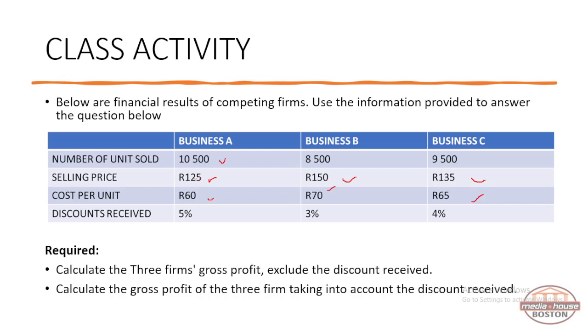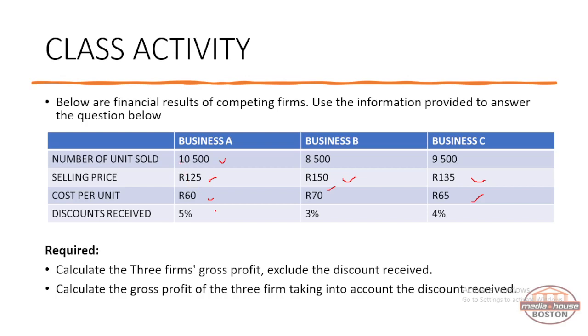The first way is to say selling price minus the cost per unit. This will give us the gross profit per unit. We can then multiply the gross profit per unit by the number of units sold. This will give us the total gross profit on total units sold. The other method that we can use is to say our selling price multiplied by the number of units sold. This will give us the total sales.